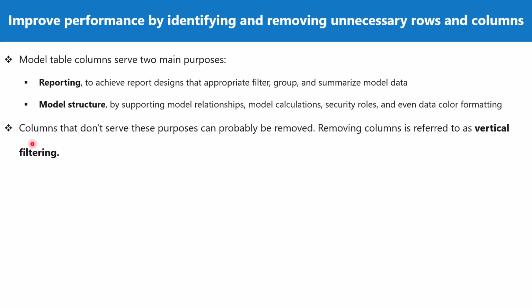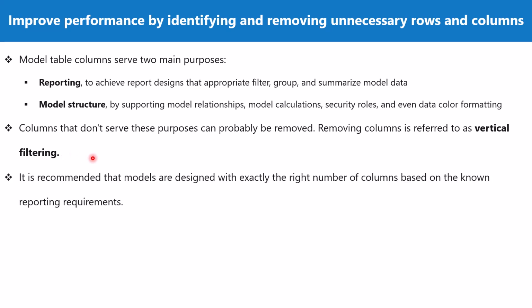If your data model has columns which do not serve any of the purposes that we've just discussed, then it is important that you remove those columns, because they are just sitting there and occupying space inside the data model and offering nothing. Removing columns is also referred to as vertical filtering. If you are removing unnecessary columns from any of the tables in your data model, this is referred to as the vertical filtering process.